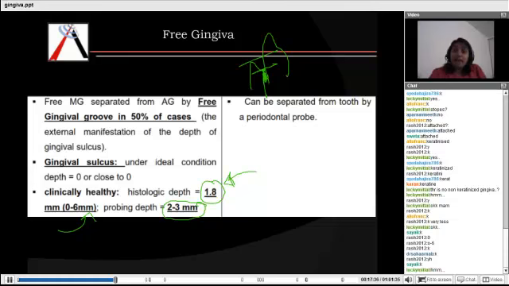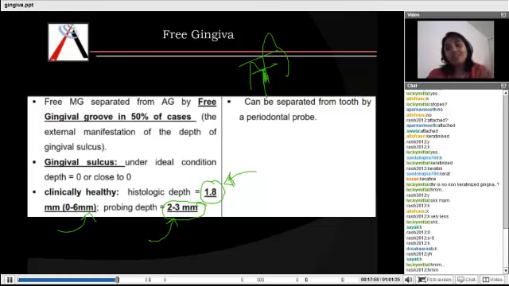Now why do we have that difference between the probing depth and the histological depth? Because probing depth depends on a few things, especially the force. And most commonly when we probe, we actually go a little bit inside the junctional epithelium. That is the reason we have our probing depth more than the histological depth, right?